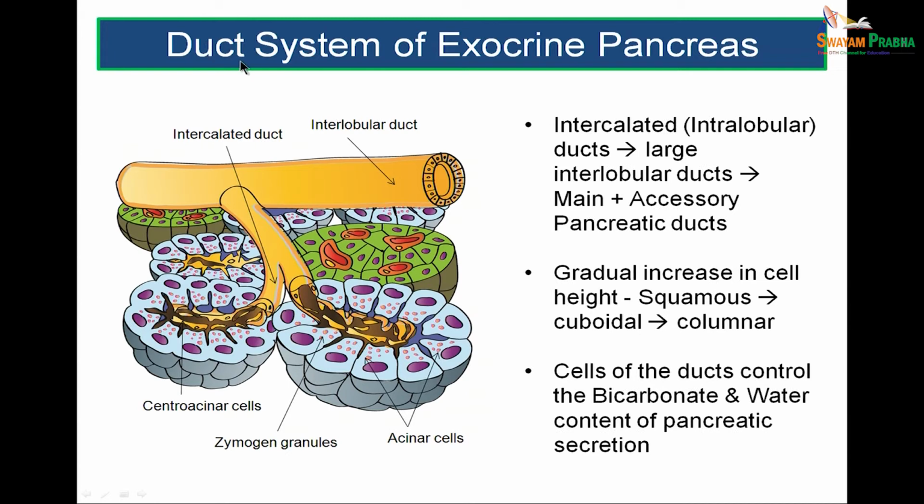Let's talk about the duct system of the exocrine pancreas. There are the intercalated ducts, which are the smallest intralobular ducts. These drain into the larger interlobular ducts, which ultimately drain into the main pancreatic duct. The intercalated ducts have a flat cuboidal epithelium, initially squamous and cuboidal as it starts draining into the interlobular duct. The epithelium then turns into a columnar type of epithelium. The cells of the ducts control the bicarbonate and water content of the pancreatic secretion.